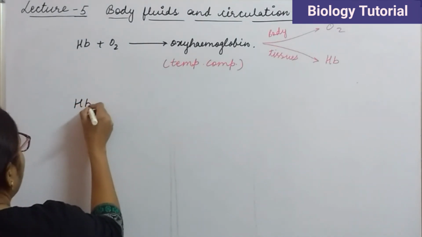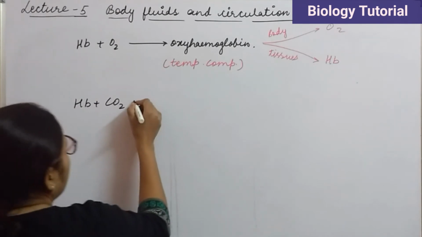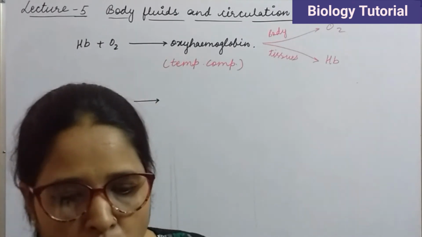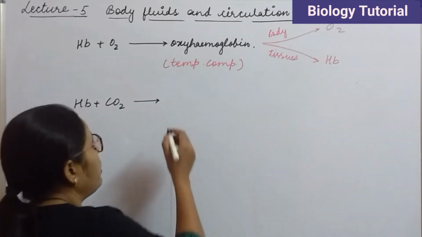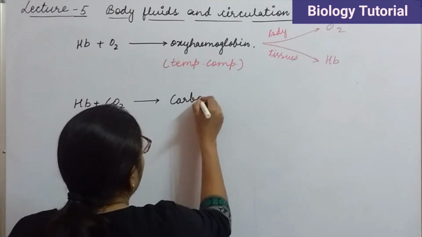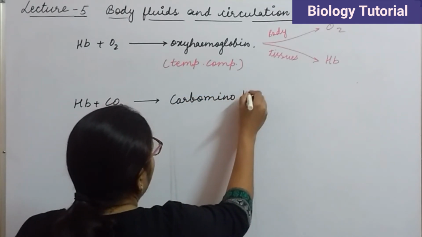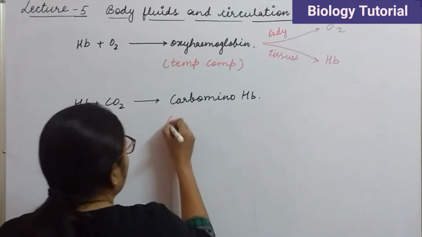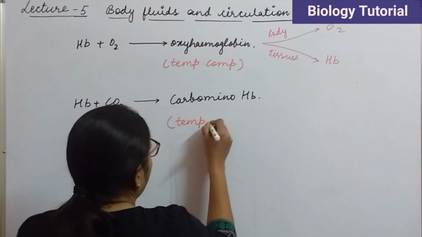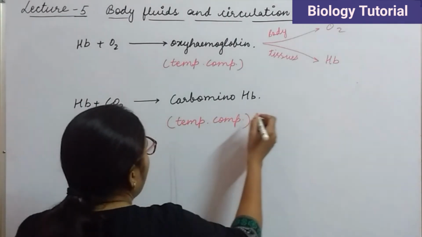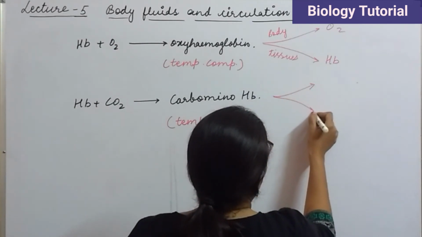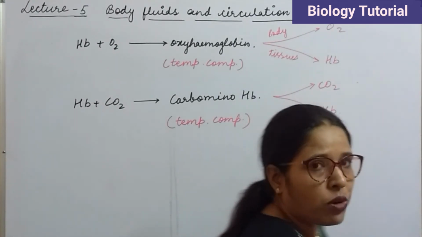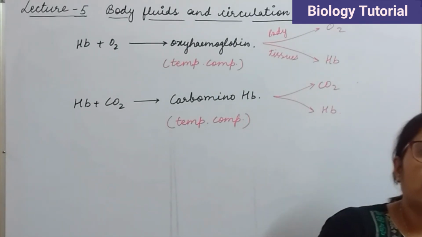Second gas is carbon dioxide. When hemoglobin is combined with carbon dioxide, it forms carbaminohemoglobin. It is again a temporary compound. So this is also a temporary compound which will again break down into carbon dioxide and the hemoglobin molecule. Clear?